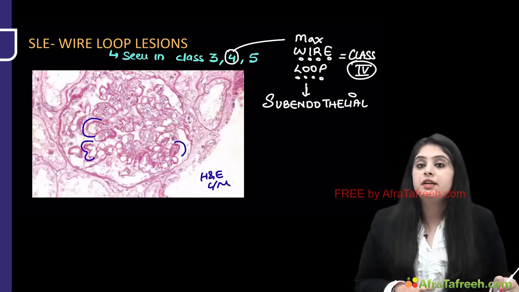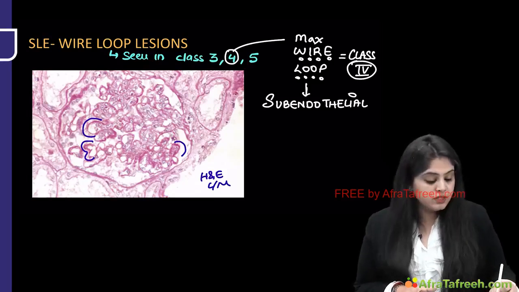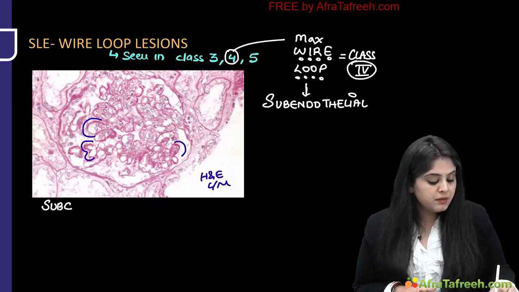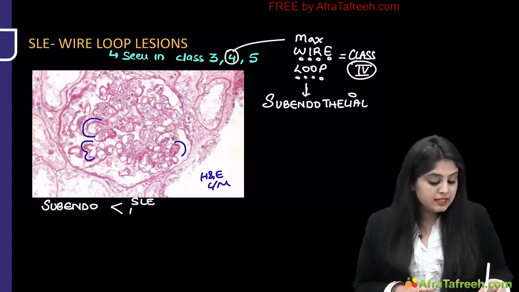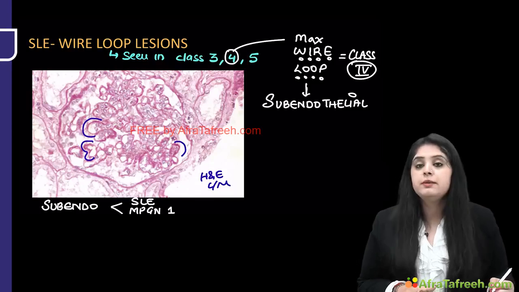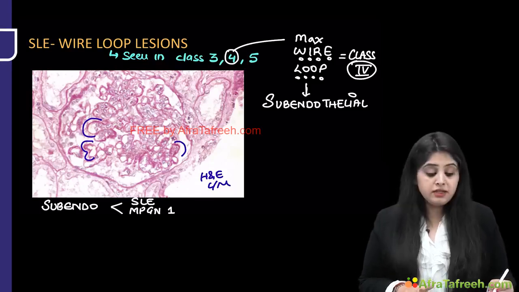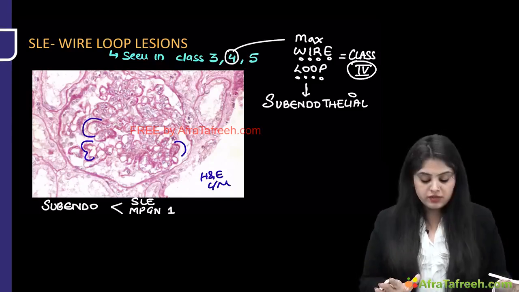What other thing was getting deposited? Because after a while I'm going to give you all a summary. What other thing is deposited in the subendothelial region? So remember, subendothelial is only 2 things. One of it is SLE, that is the wire loop lesion, and the other one was MPGN type 1. MPGN type 1 was also subendothelial. We'll make a summary of all these locations in the end.